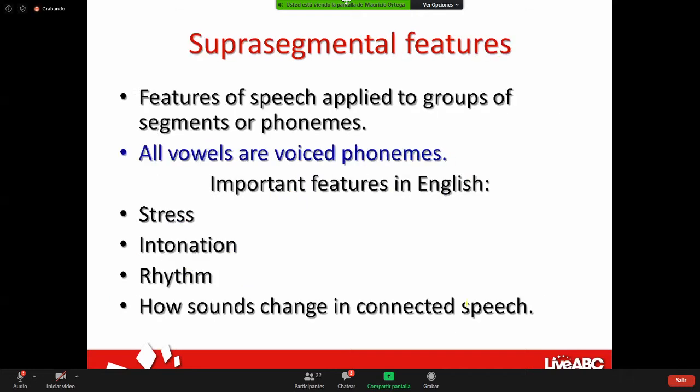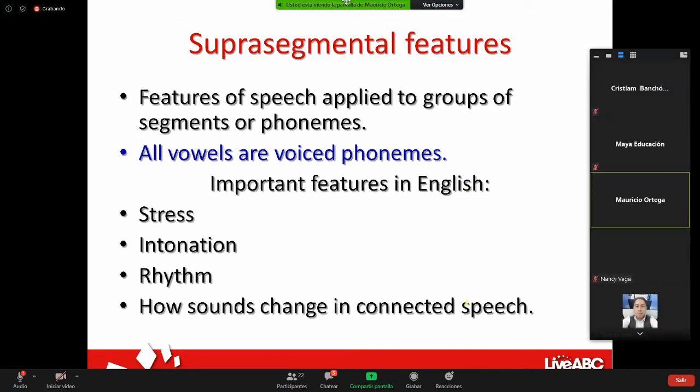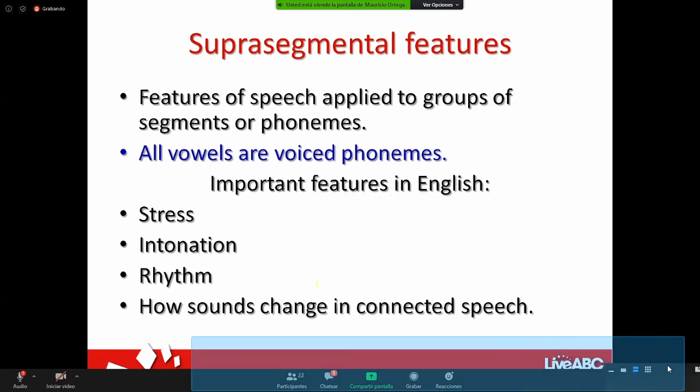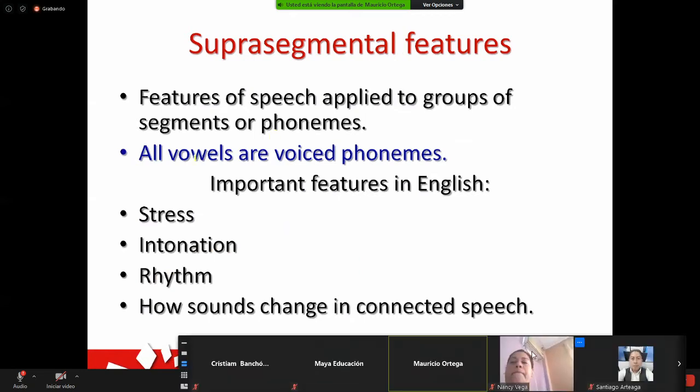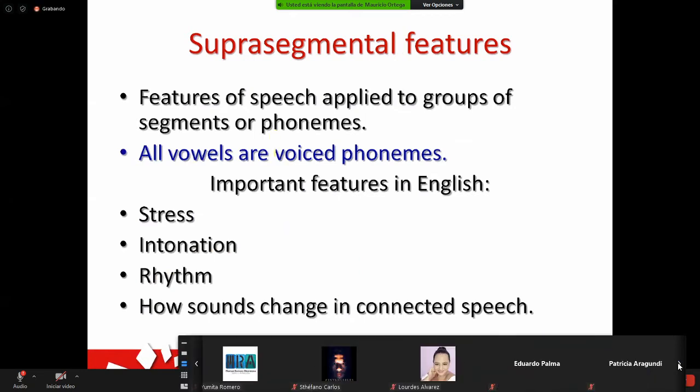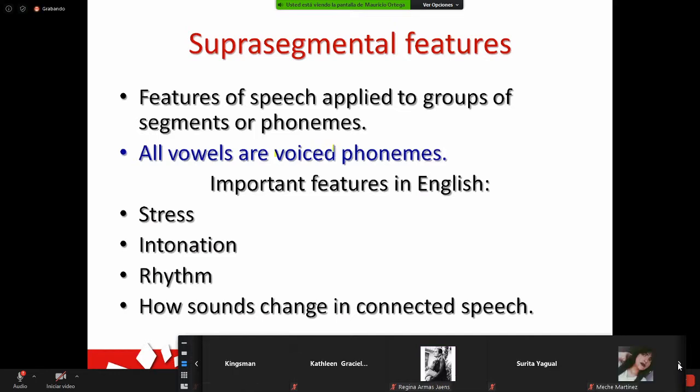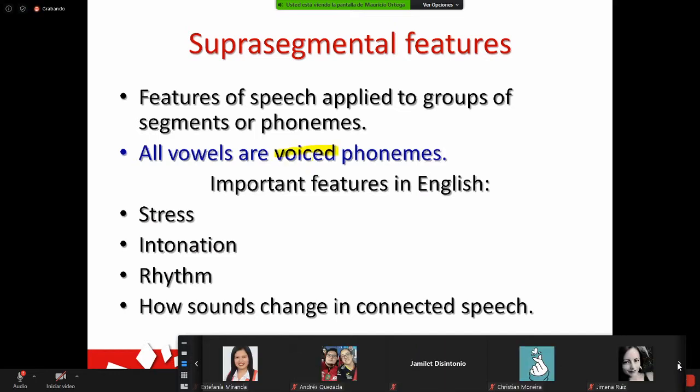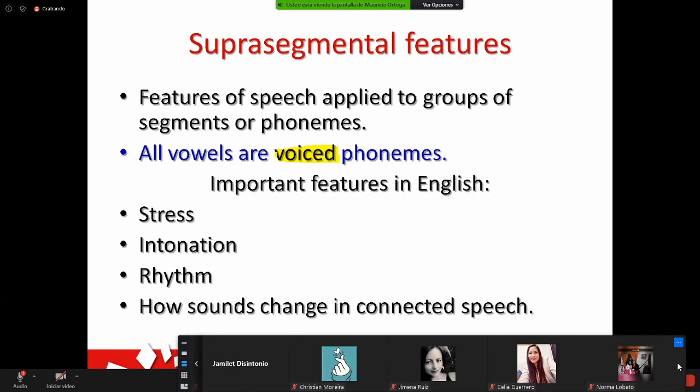So I spoke to you about segmental features, and I told you we're speaking about consonant sounds and vowel sounds. Suprasegmentals are above segments, and these are connected to certain important features. Over here, I told you this one or two slides ago, all vowels are voiced because all of them produce a sound, and we feel the sound when we produce it. But anyway, as I said, this is going to be my homework the next time we meet.